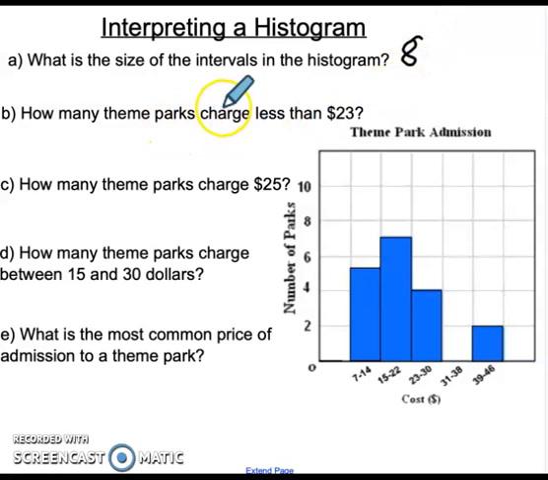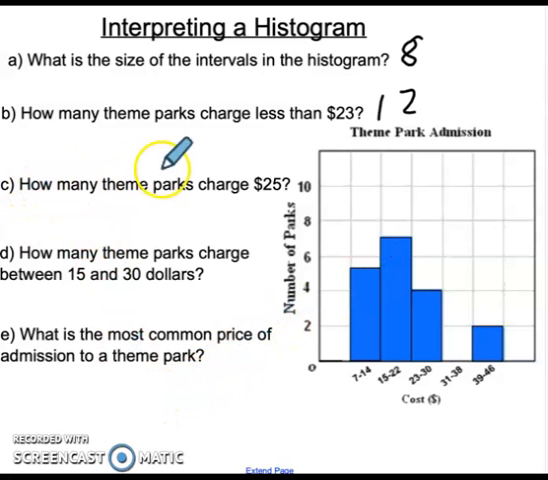Okay, how many theme parks charge less than $23? Well, $23 is where this interval starts. So I actually can answer that question, because everything in this range and everything in this range will be less than 23. If I add those up, there are 5 theme parks between $7 and $14, and there are 7 between 15 and 22. So 5 plus 7 is 12. There are 12 theme parks that charge less than $23.